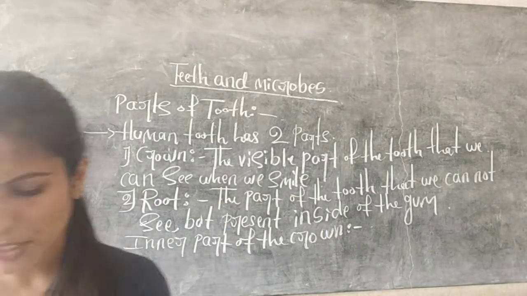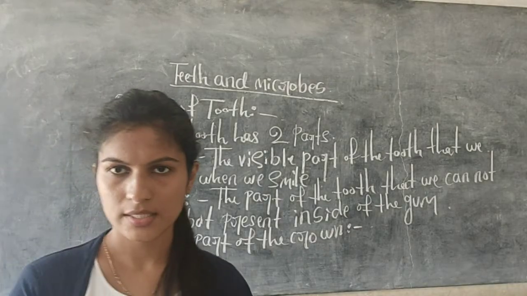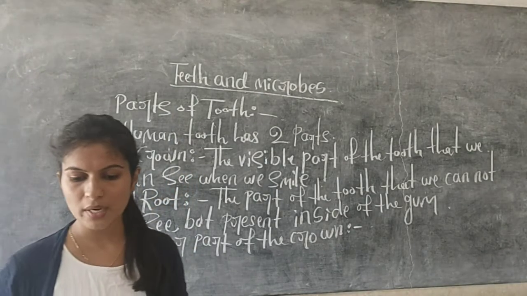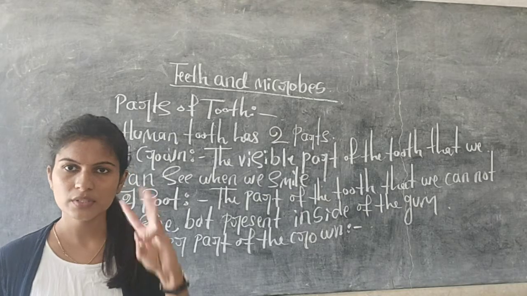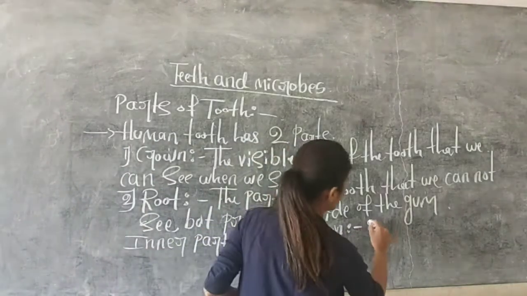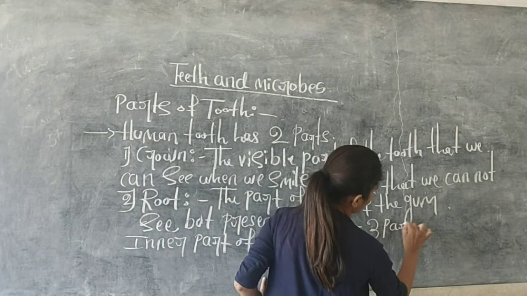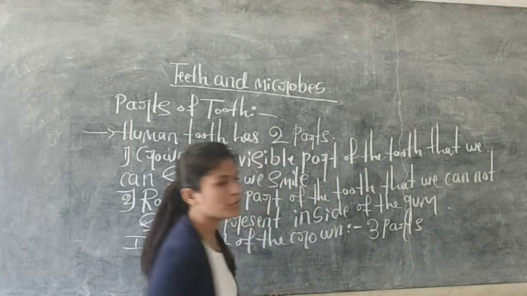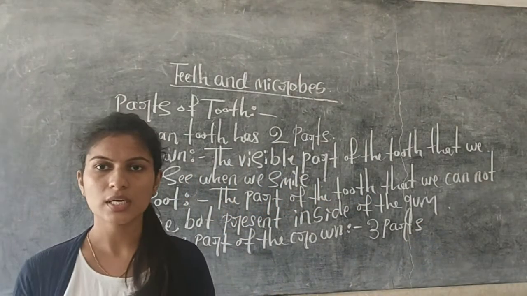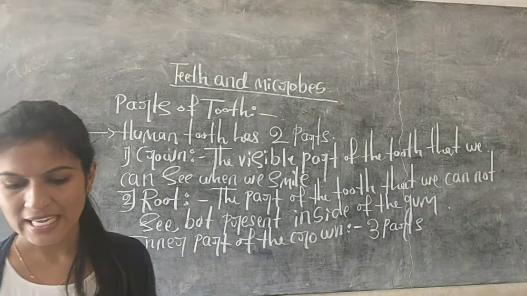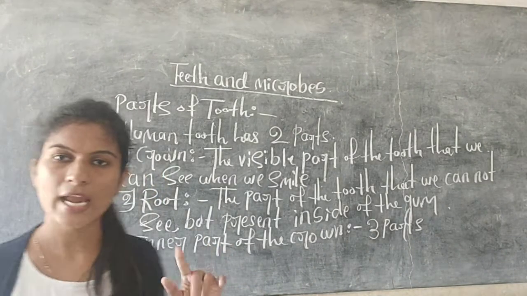So a human tooth consists of 3 parts. Every human tooth consists of 3 parts. Those are the enamel, dentine and pulp.